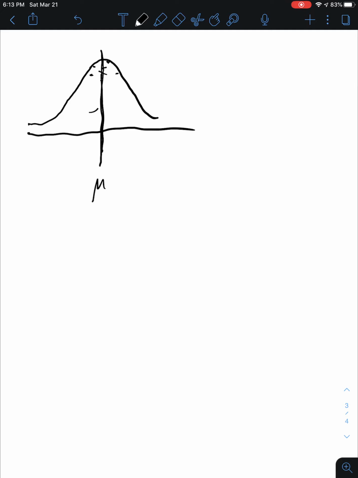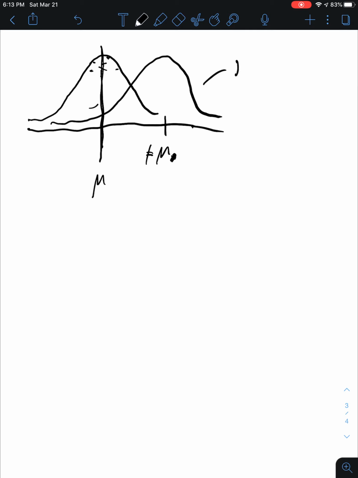What may happen instead is that we may get a distribution that looks like this. So as 1,000 people do experiments, the results are here, and the mean is not equal to mu. And this we call a biased estimator.